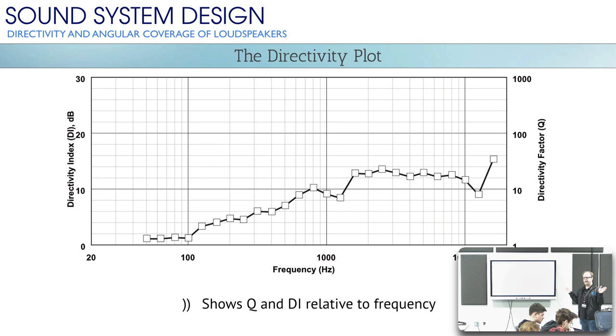And you're looking for a perfect one. The unobtainium holy grail horn would be a flat horizontal line all the way across. That horn doesn't exist, but that would be super cool if it did.